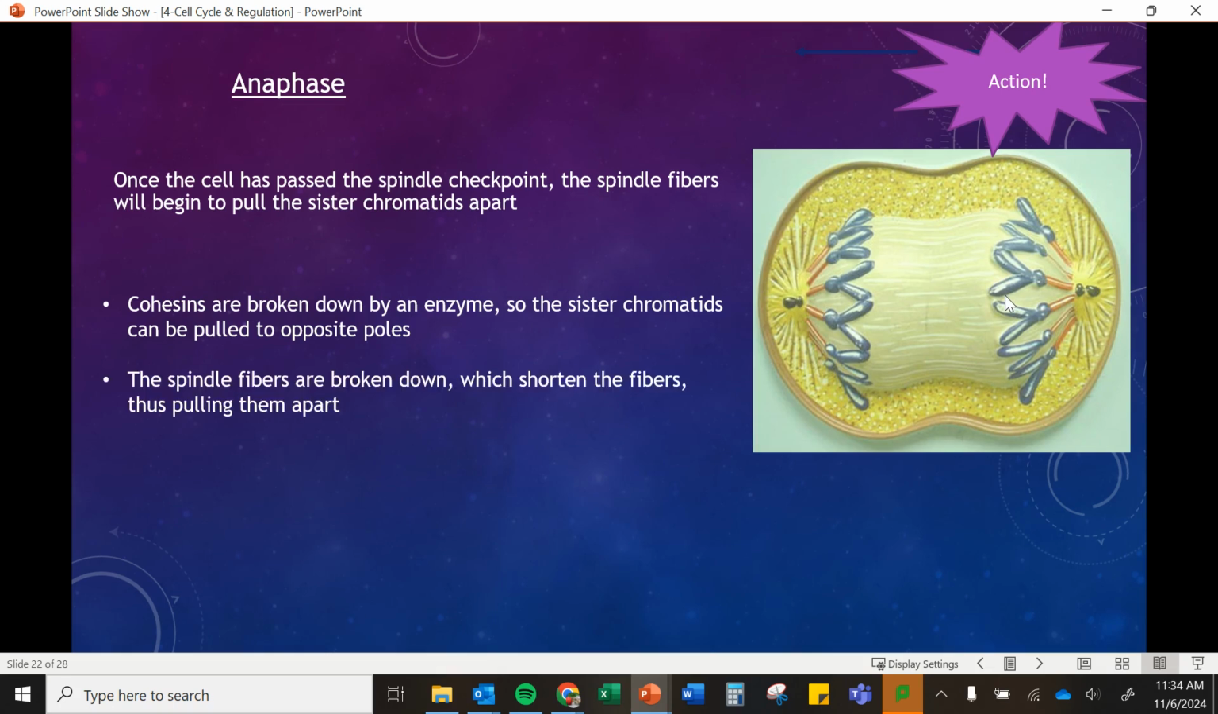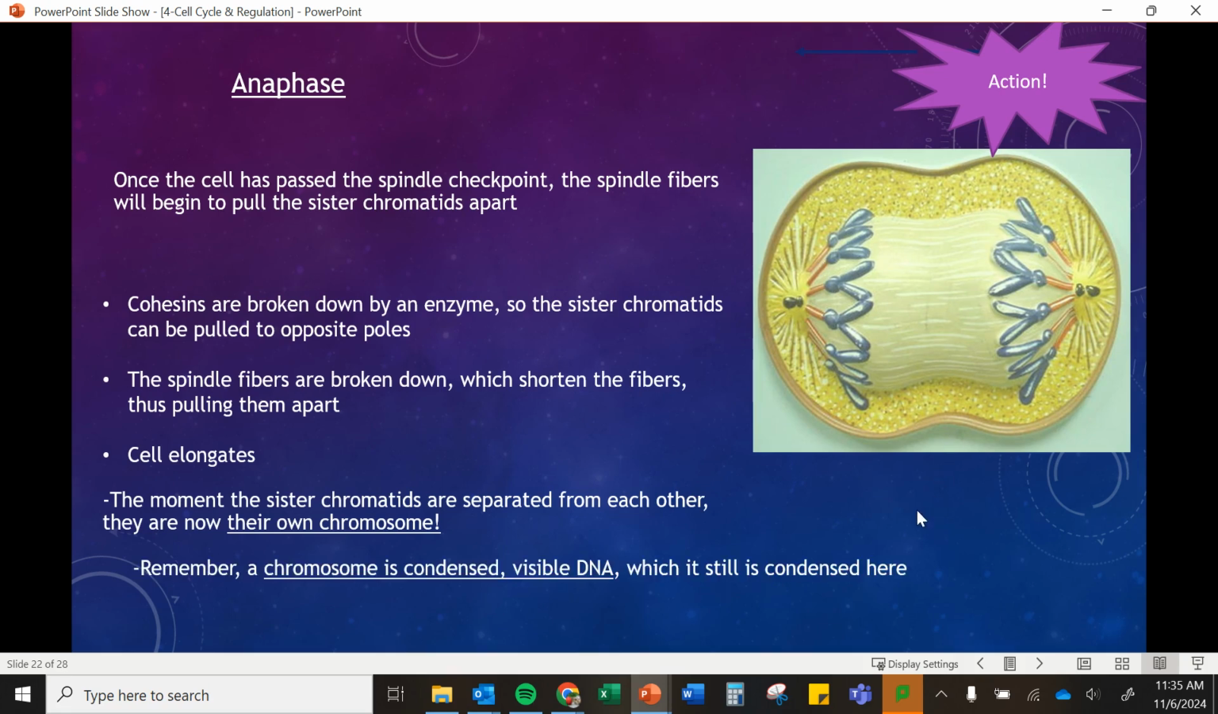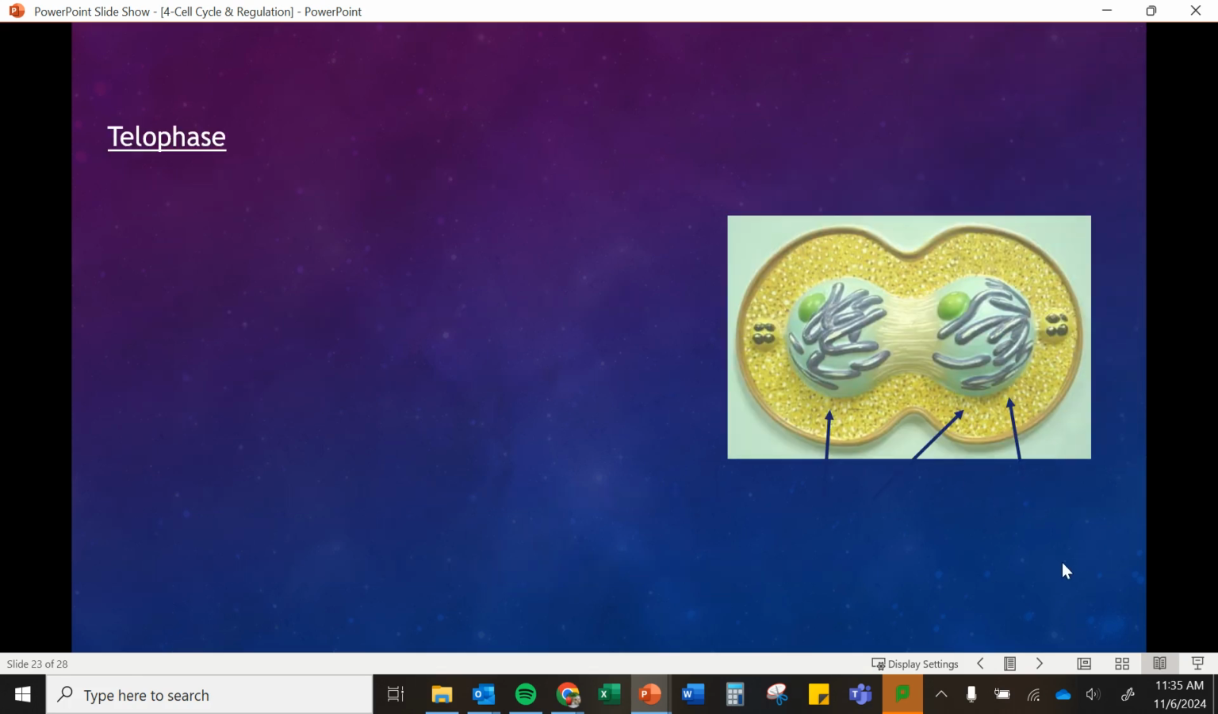The spindle fibers are broken down and shortened, and the cell also elongates. See how it becomes more oval. Okay, the moment the sister chromatids are separated, they're now their own chromosome. So technically speaking, we now have twice the number of chromosomes we had before. Okay, a chromosome is condensed visible DNA, and it's still condensed here because we have them in packages.